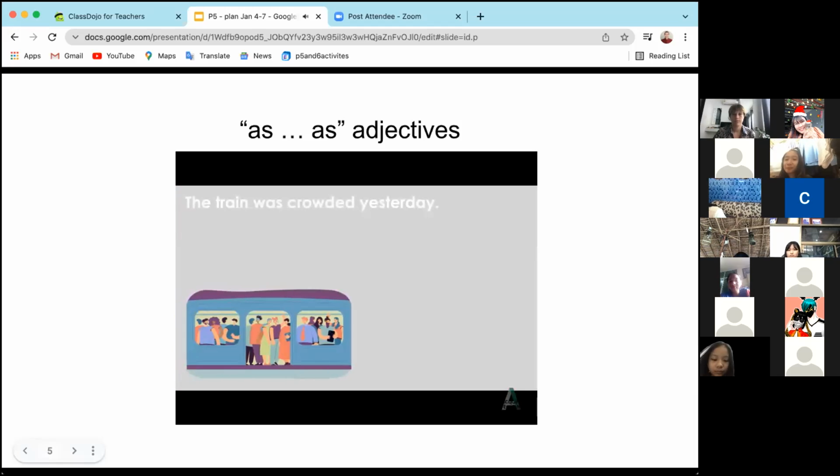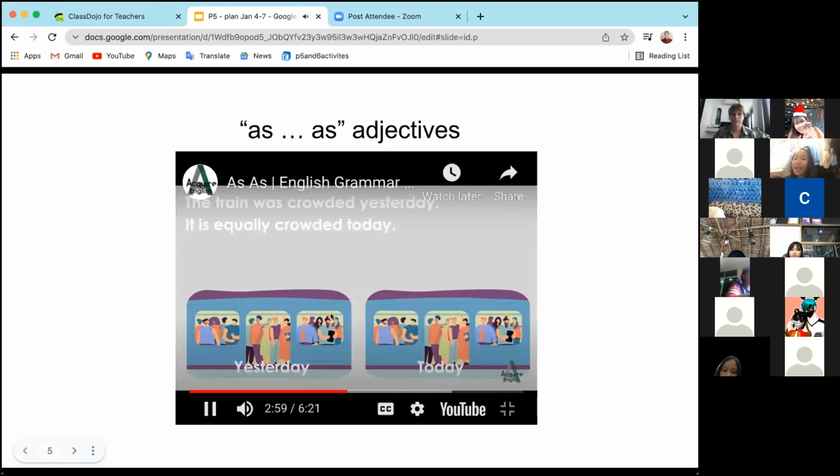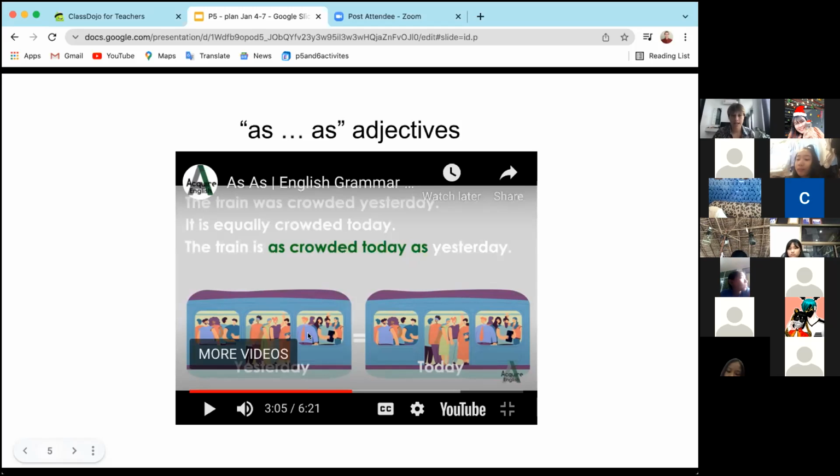The train was crowded yesterday. It is equally crowded today. So we can say, the train is as crowded today as yesterday. See, they're the same. Before in the video, there were not as many people on the train. But now look, they're the same. The train is as crowded today as yesterday. They are the same.